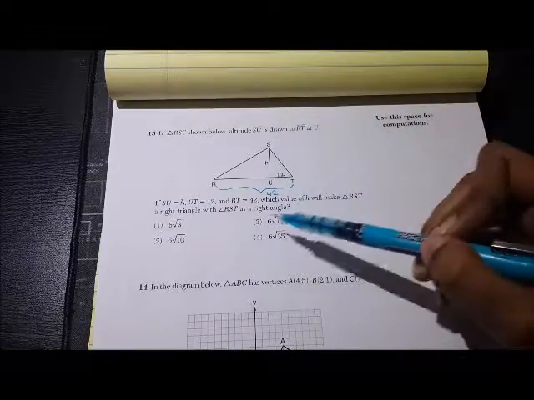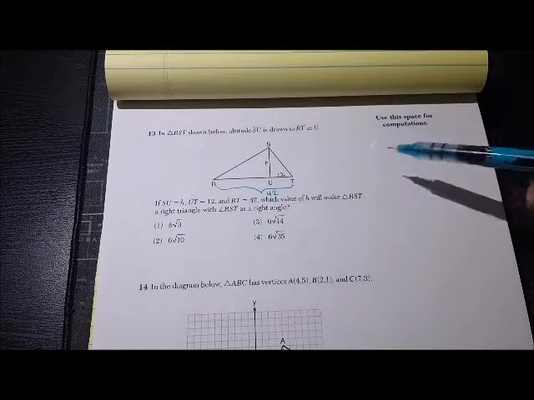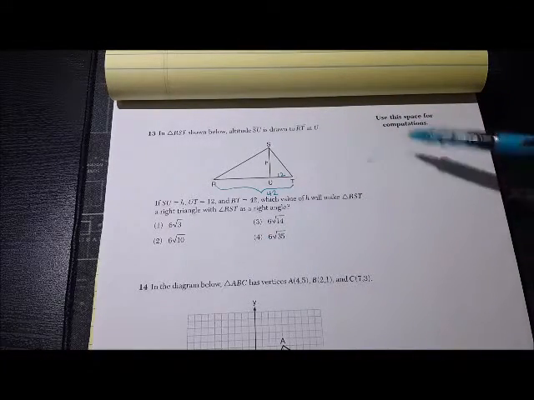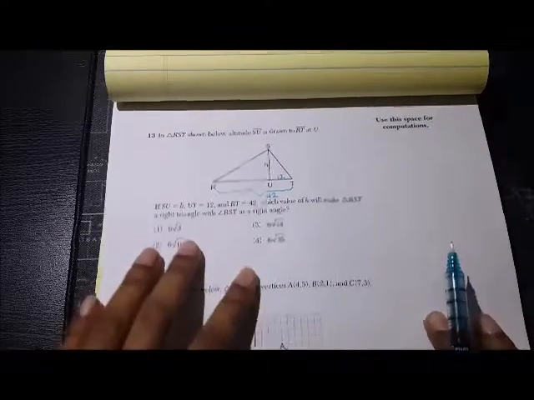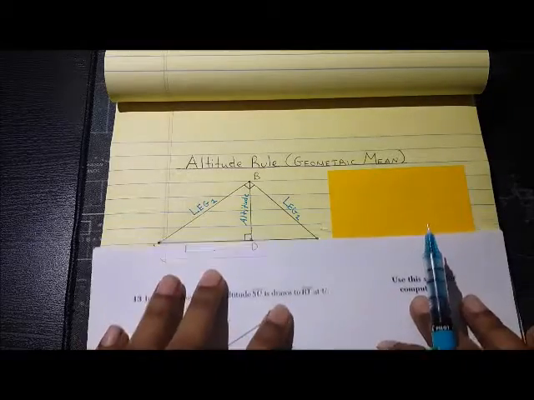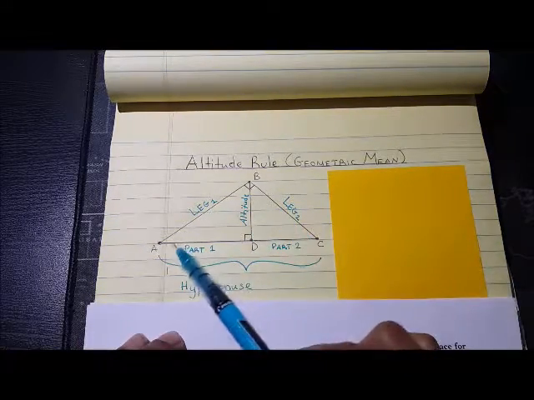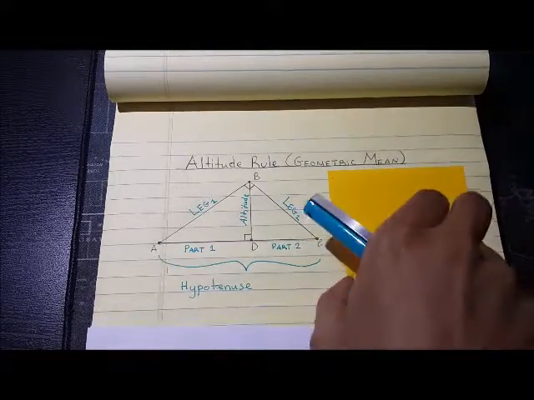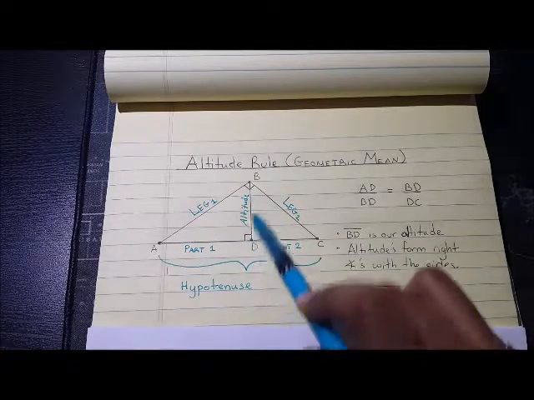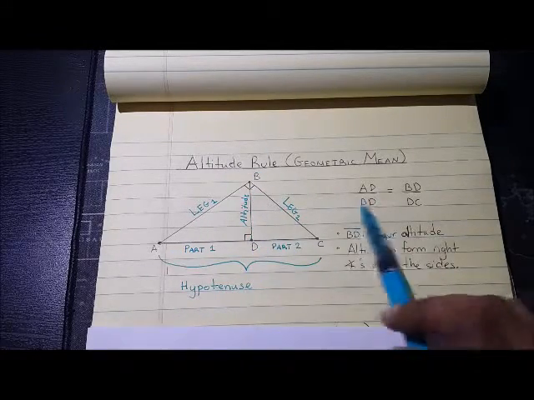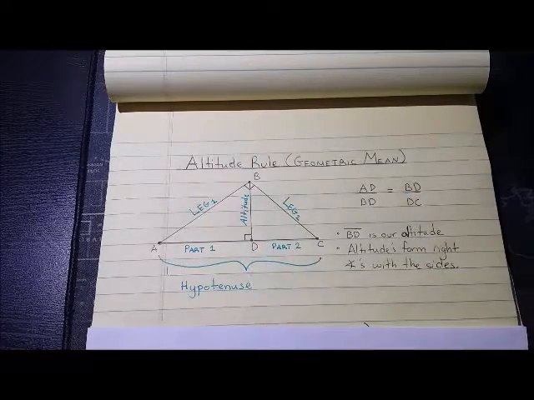So we're pretty much trying to look for which one of these values will allow us to set a true proportion that will help us solve for the geometric mean. So again, we're going to use what we know about solving for the geometric mean using the altitude rule. We're trying to set up a ratio between part 1, or AD, over the altitude BD and set it equal to the ratio of the altitude BD over part 2.